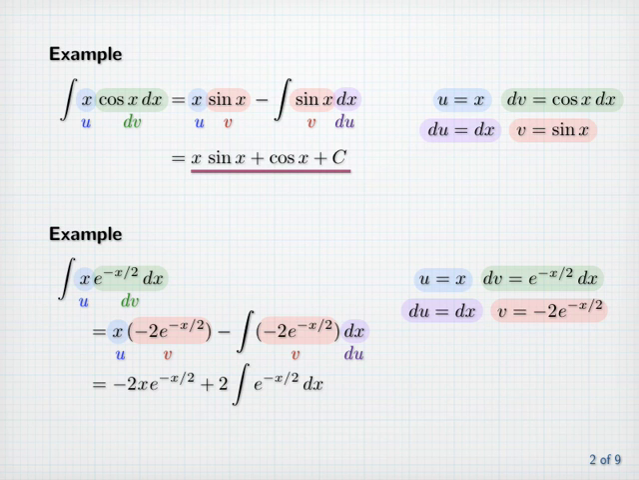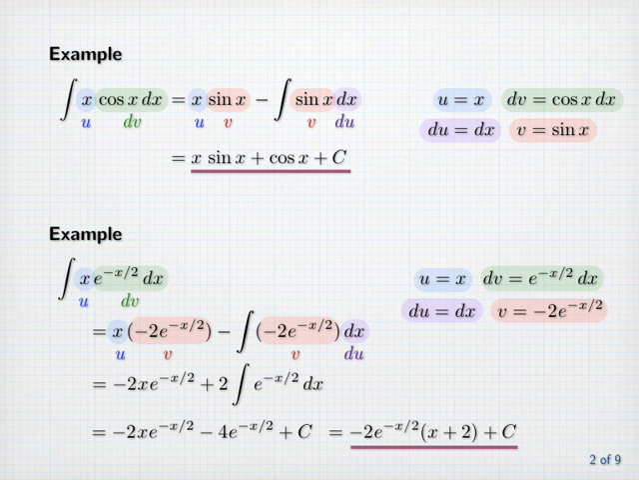The integral of e to the minus x over 2 once again is minus 2 e to the minus x over 2. So we get minus 2x e to the minus x over 2 minus 4 e to the minus x over 2 plus c. And finally we factor a minus 2 times e to the minus x over 2, revealing the other factor to be x plus 2.